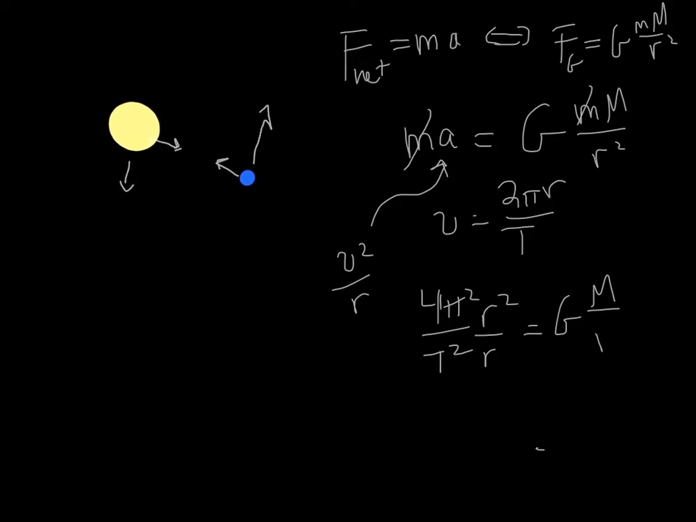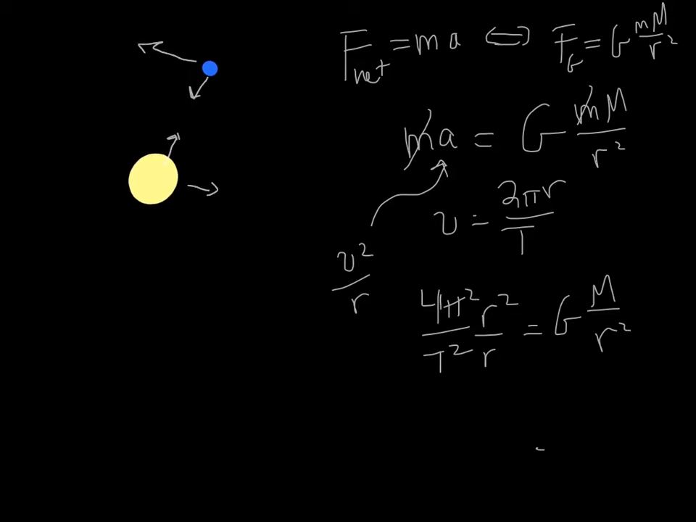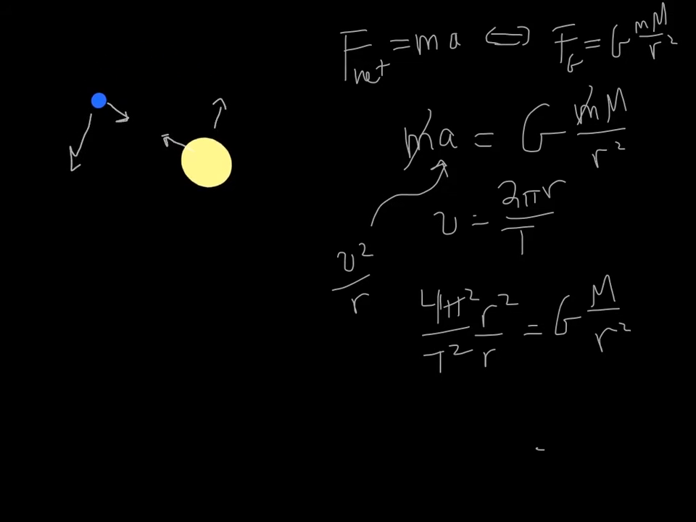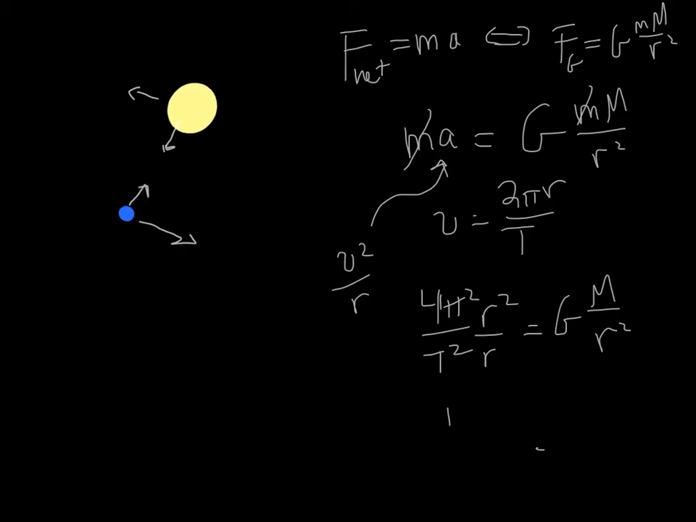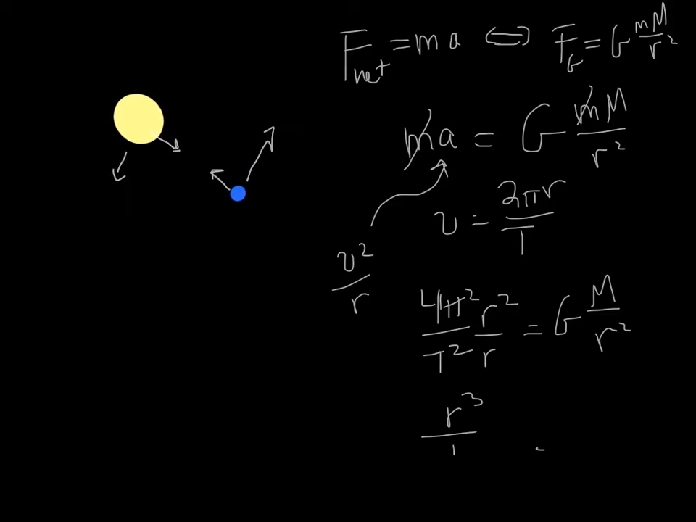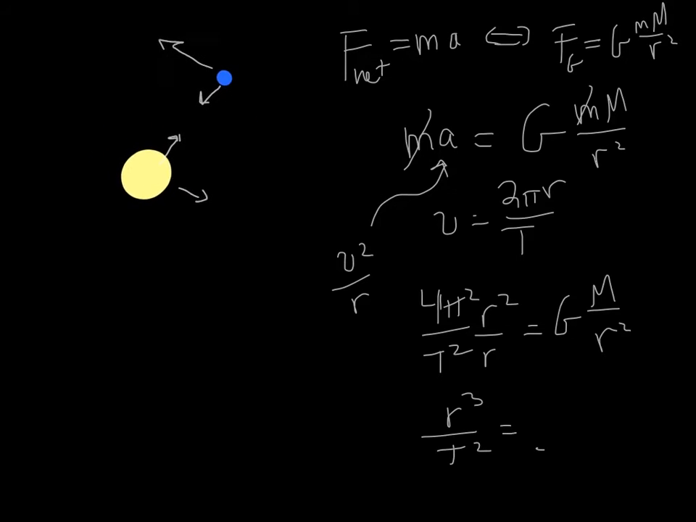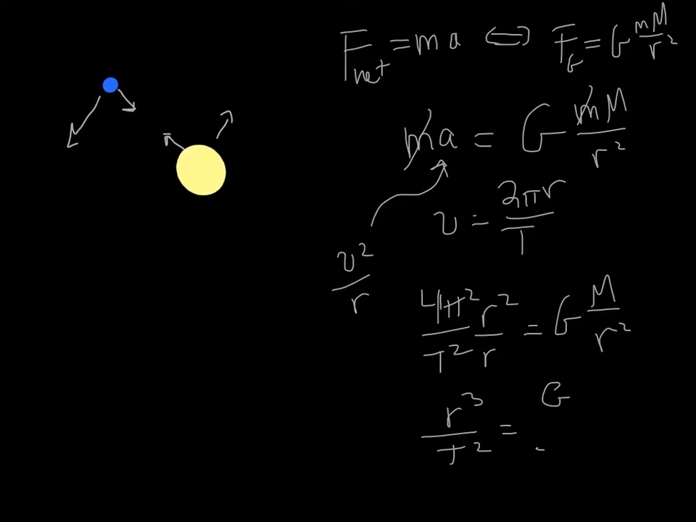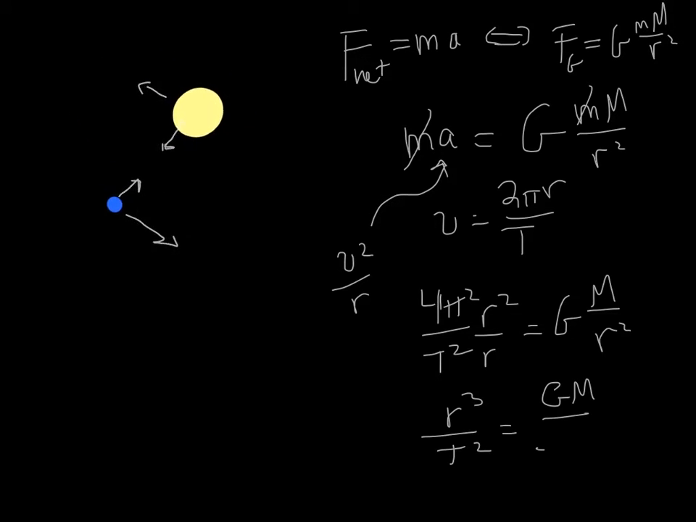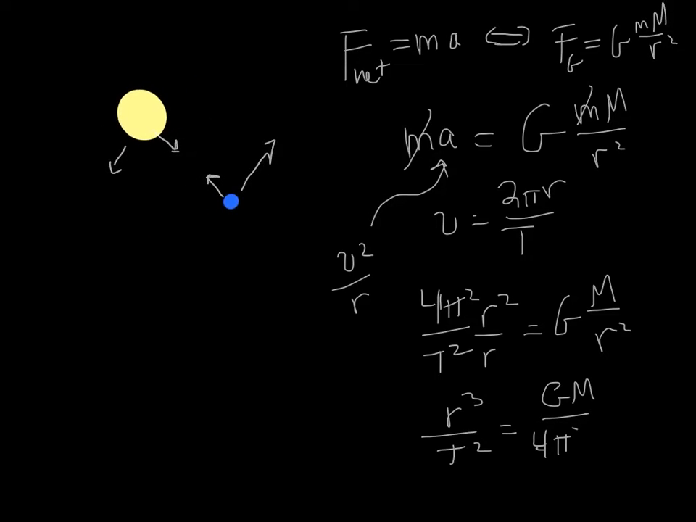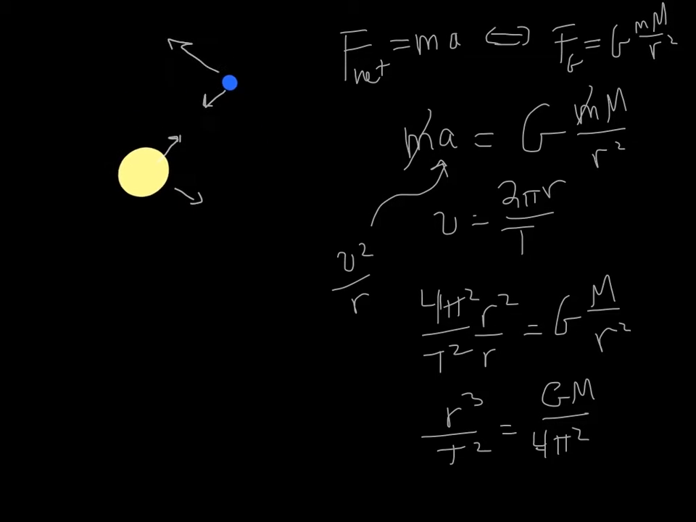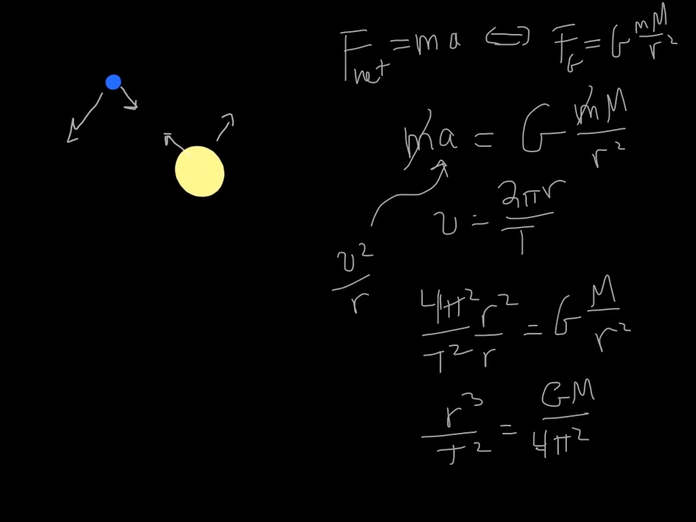GM over r squared. You'll notice that what you end up with is r cubed over T squared is equal to big G M divided by 4 pi squared. That's the answer. That is called Kepler's third law.